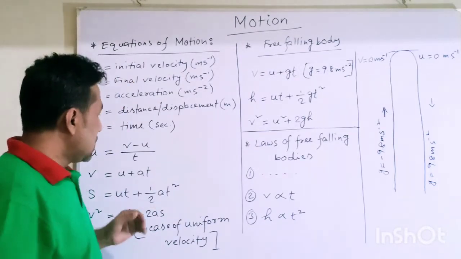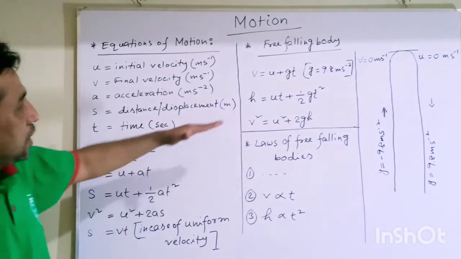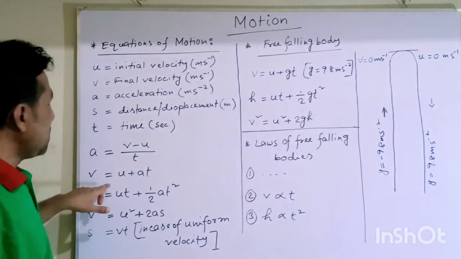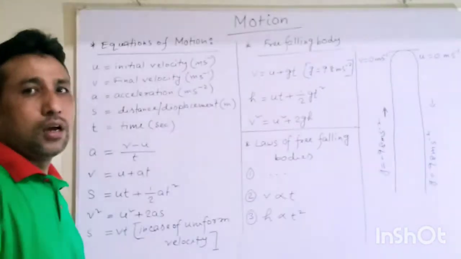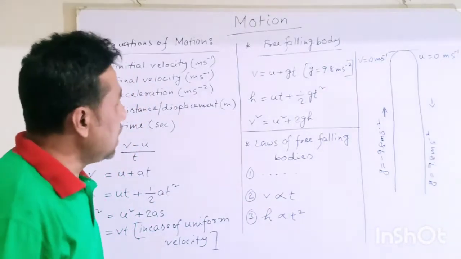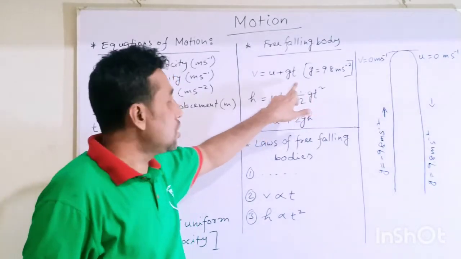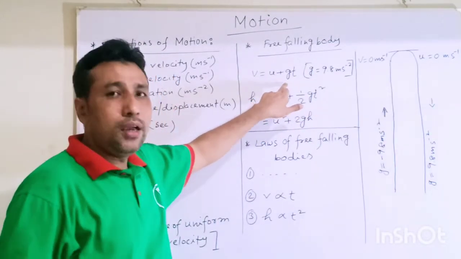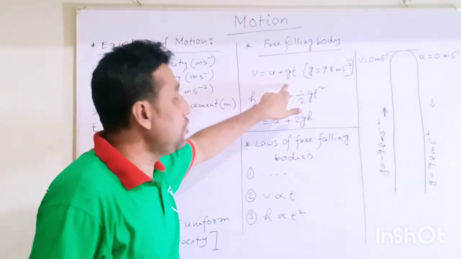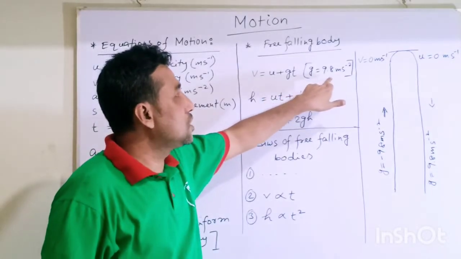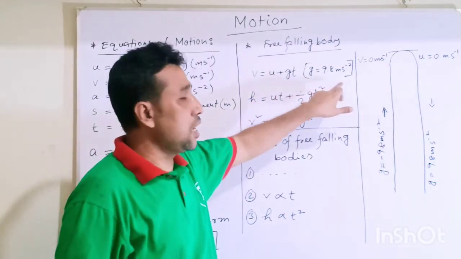In that case, just a little bit will change from the equations of linear motion. Everything will remain the same except A will become G, because when an object falls freely, only the acceleration due to gravity acts on the body. That's why here, instead of A, we'll use G. G stands for acceleration due to gravity. Here the value of G is given. It is almost 9.8 meter per second square on the Earth's surface.